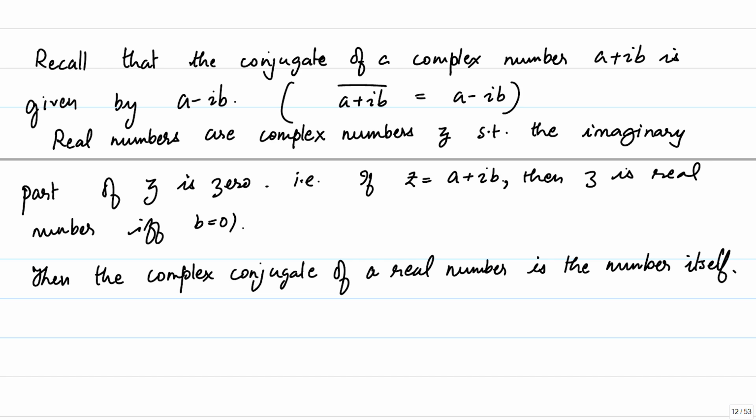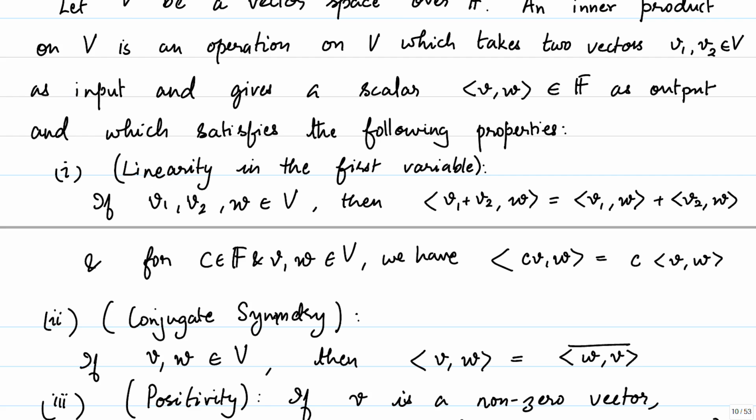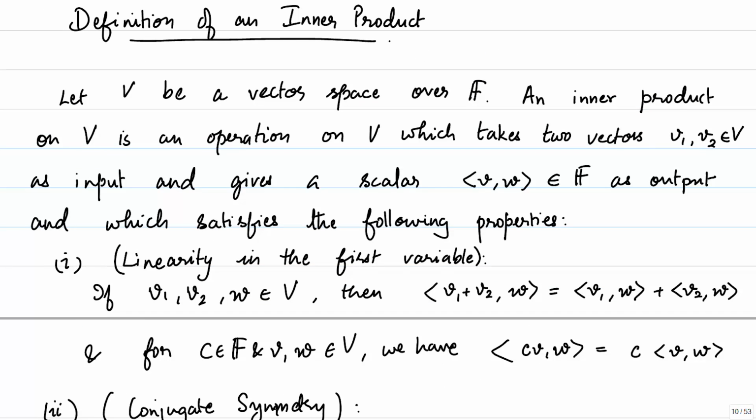Alright, now let us get back to the definition of an inner product. So, an inner product is an operation on the vector space. Till now our vector space V has two operations, an addition operation and a scalar operation. We are now defining a new operation which takes two vectors and gives you back a scalar. So, if you are working on a vector space over R, an inner product will take two vectors and give you back a real number. If you are working on a vector space over the complex numbers, the inner product will take two vectors and give you back a complex number.